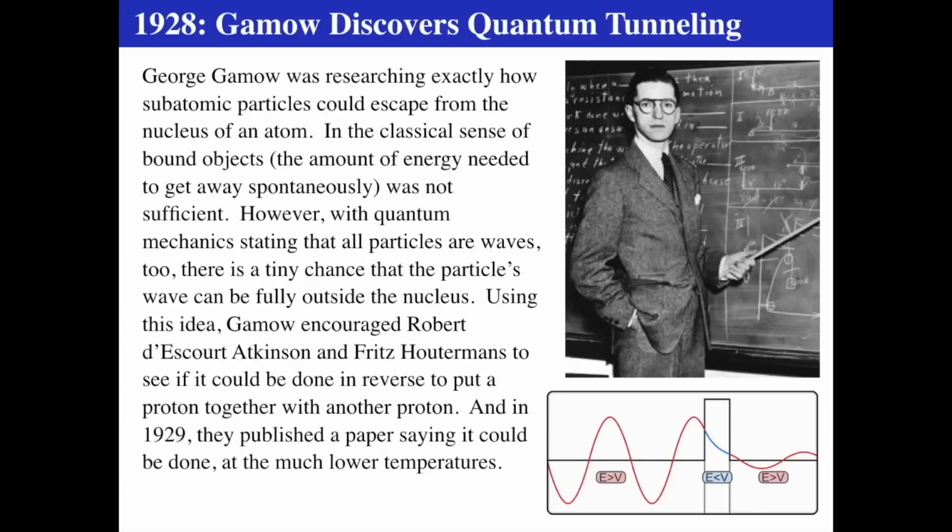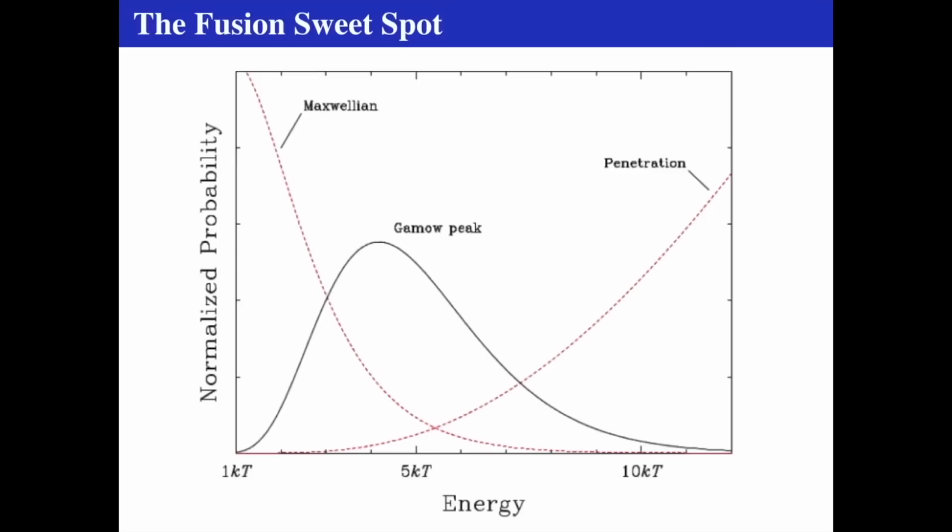They can get them that close together at the lower temperatures that are known, the 10 million Kelvin, not the 10 billion Kelvin, using quantum tunneling. However, that was still an unstable nucleus of 2 protons. So that was good, but it's not the complete story.